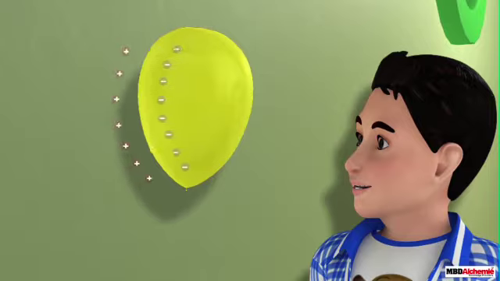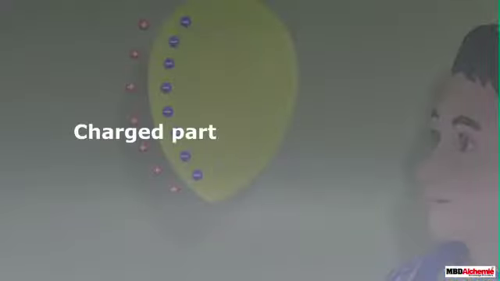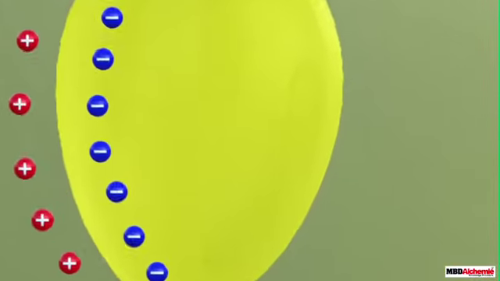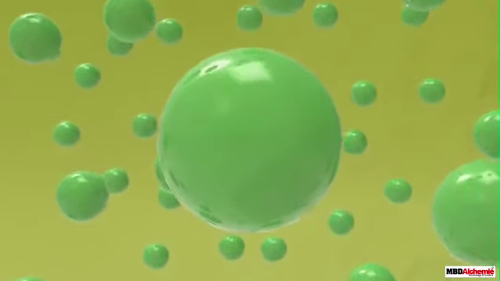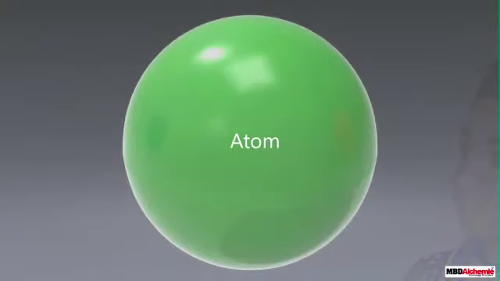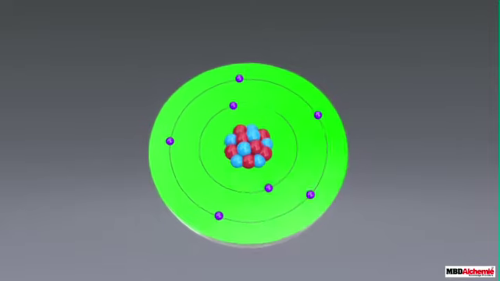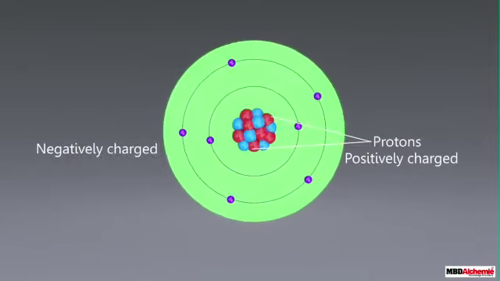The charges on these two in turn develop due to the charged particles present in them. In fact, such charged particles are present in every matter. Now let us see where actually these charged particles are present inside matter, and what are these? We know that matter is made up of atoms. So, it is the atom which has these charged particles. When positively charged, these are known as protons. When negatively charged, these are known as electrons.